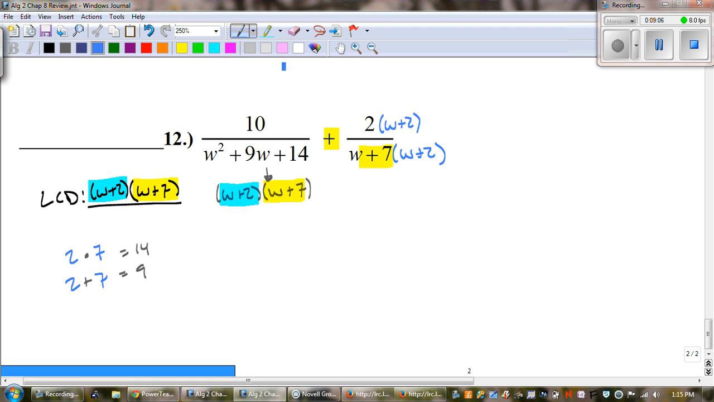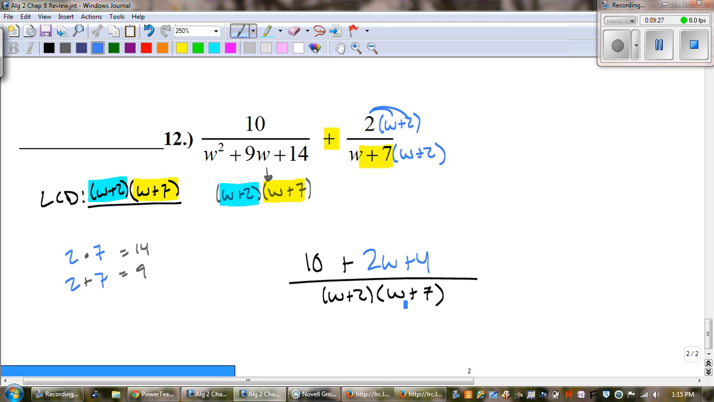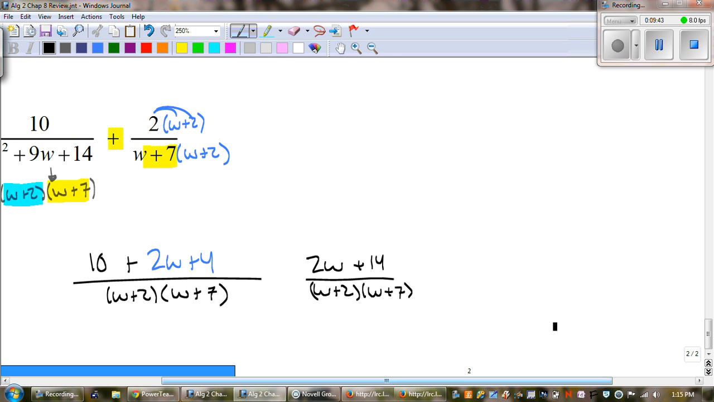So when we do this, we've got the w plus 2, w plus 7 as our denominator. I've already got the 10. And then what am I adding? Well, I'm adding what we distribute. And we get 2w plus 4. Okay, and when we rearrange that and combine like terms, we get 2w plus 14 over w plus 2, w plus 7.